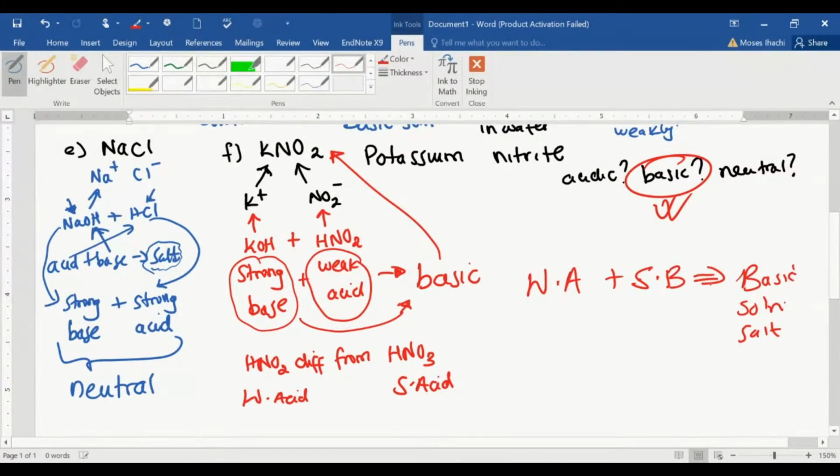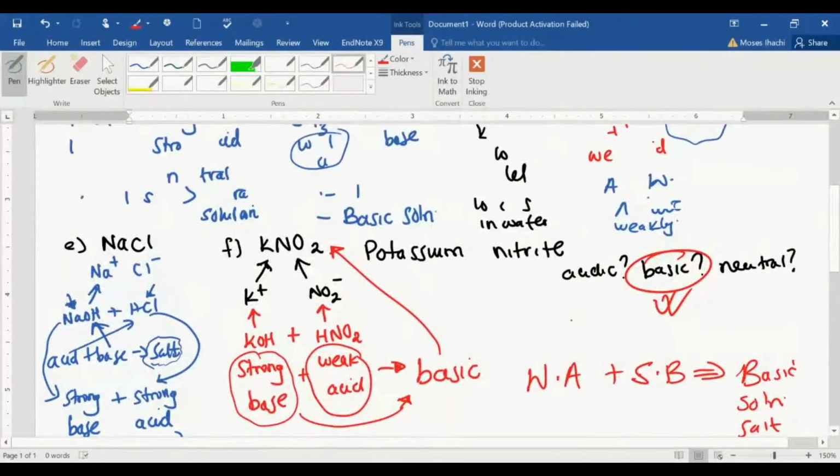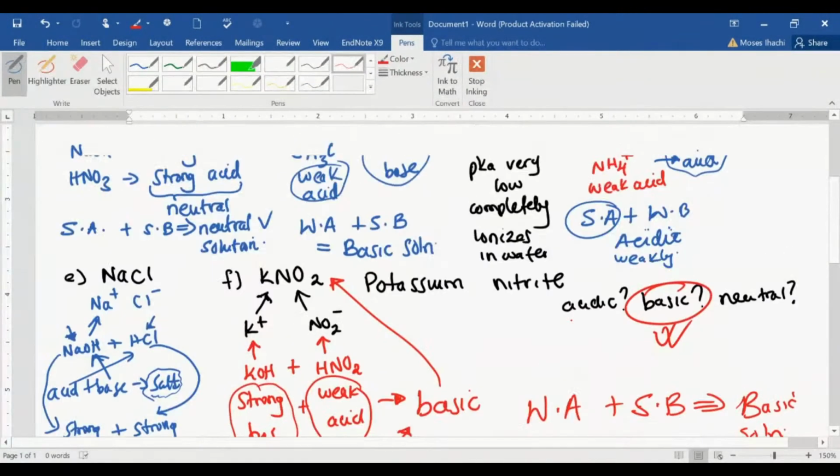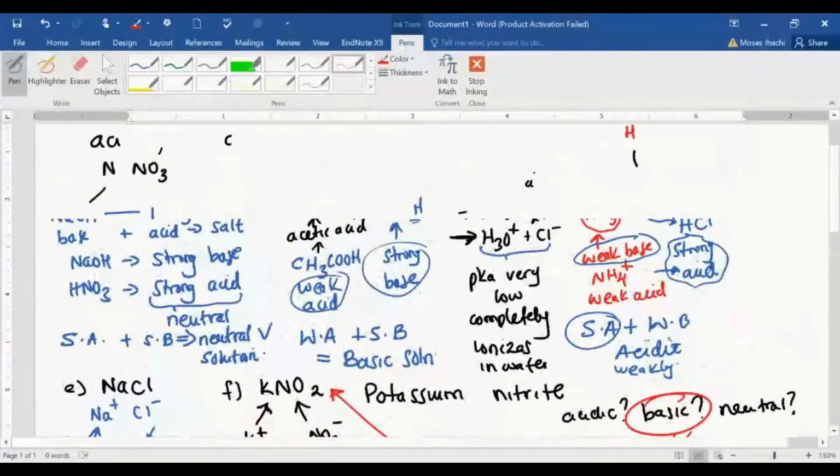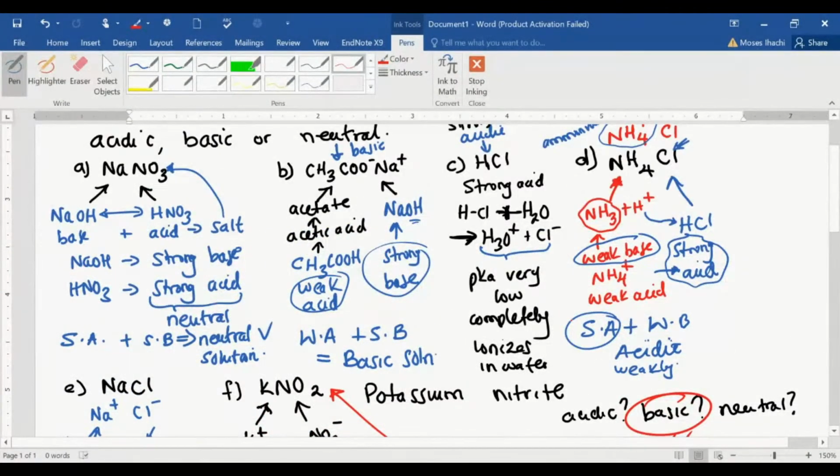So you must now be comfortable determining whether a given salt is acidic, basic, or neutral, whichever inorganic compound you'll be given. See you soon for some organic chemistry lesson.